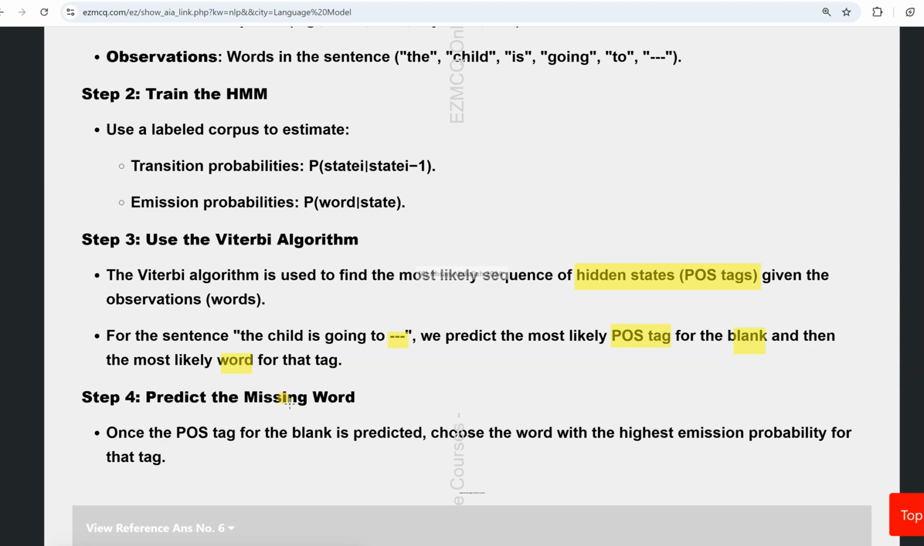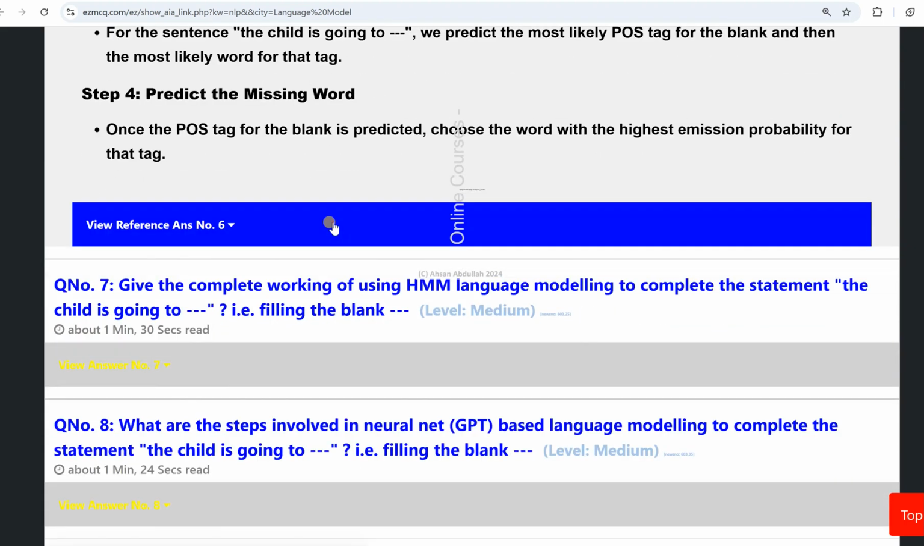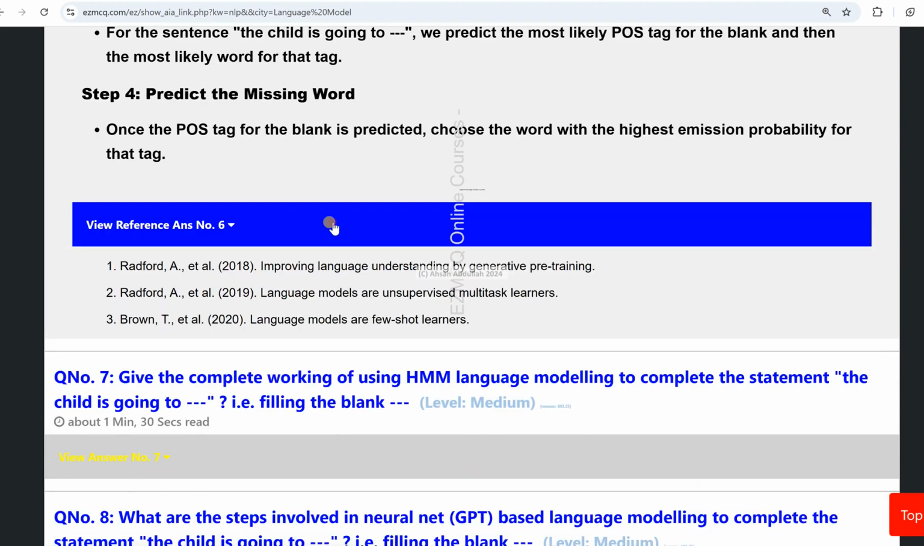And then we predict the missing word, which has the highest emission probability. When we look at the highest emission probability, basically it's a greedy approach. Remember that. The greedy approach is based upon the current state, and of course it does not take into consideration the consequences of making that decision. All right, that's the way it is. If you're interested, you have more references to read.